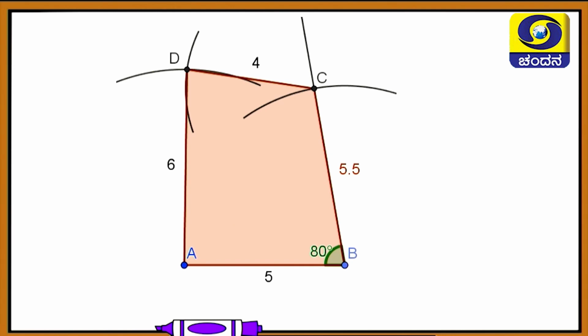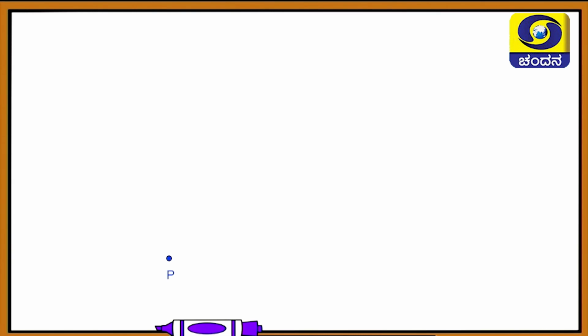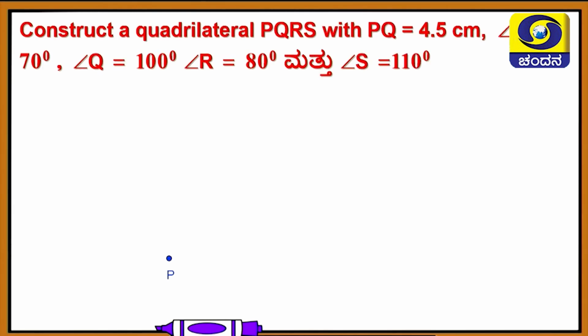Now taking another base, observe here: construct a quadrilateral PQRS with PQ as 4.5 centimeter, angle P is 70 degree, angle Q is 100 degree, angle R is 80 degree, and angle S is 110 degree. Here they have given 4 angles and one side. That side we have to take as base. Again observe the video here, children.